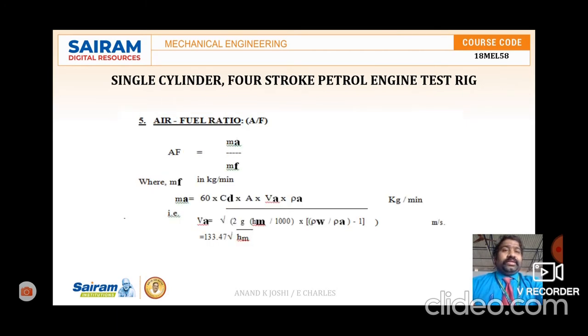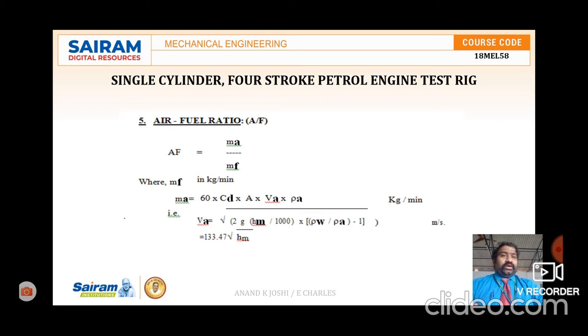Next one is the air fuel ratio, that is the ratio of the mass of the air to the mass of fuel, which we are going to find out. We already know the mass fuel consumption, but we have to find out the mass of air that enters this engine. That is 60 into CD into A into VA into rho A. This is the equation to find out the mass of the air.